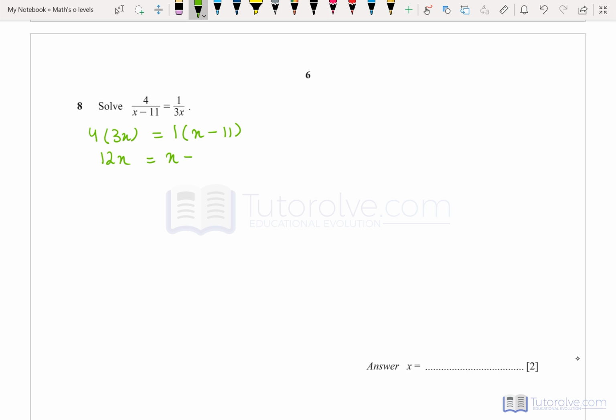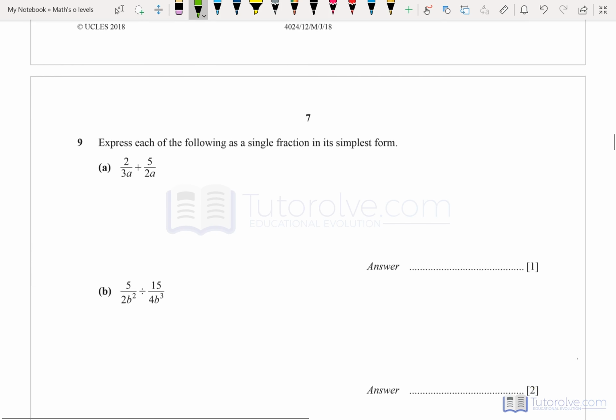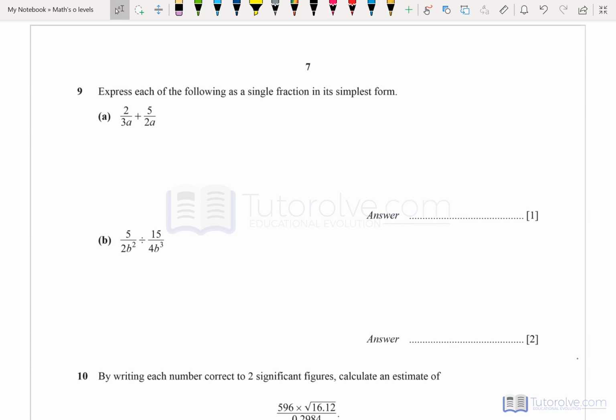Simply solving this, taking all of the x's on one side, we have 11x is equal to minus 11, and if we solve for this, we have our x as minus 1. So we have question 9 now. We have to express each of the following in a single fraction in simplest form.